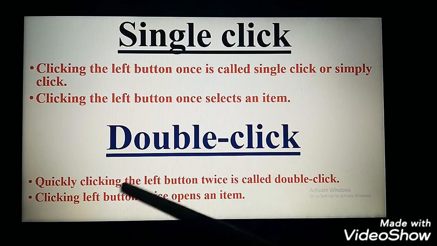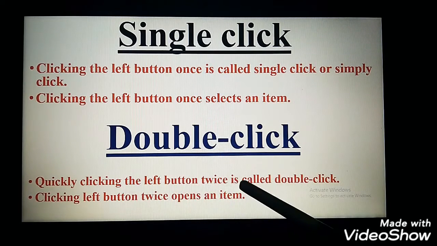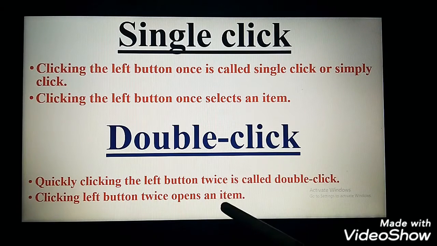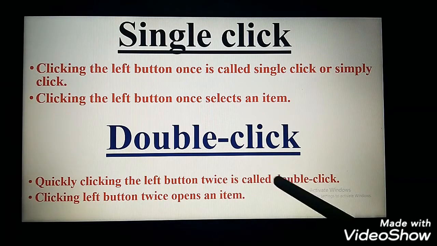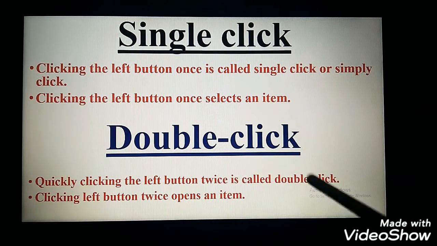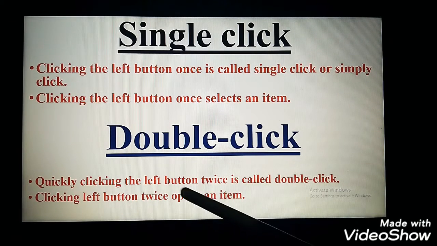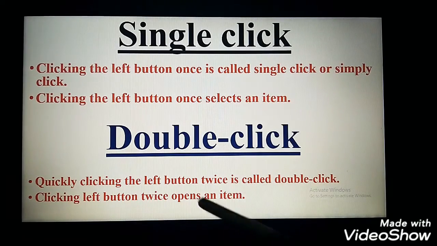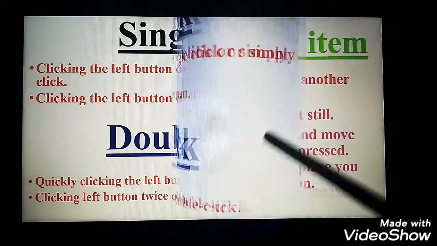Next, double click. Quickly clicking the left button twice is called double click. When we quickly click the left button twice, it is known as double click, and clicking the left button twice always opens an item. Single click selects an item and double click opens an item.